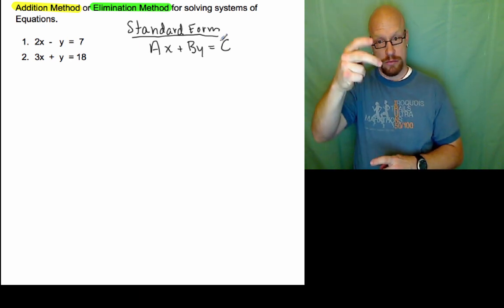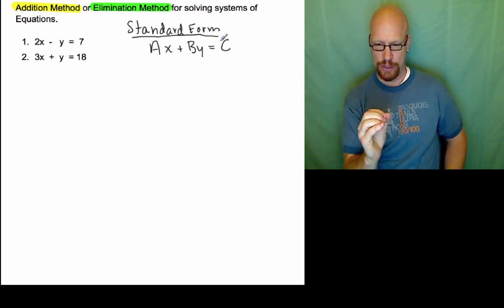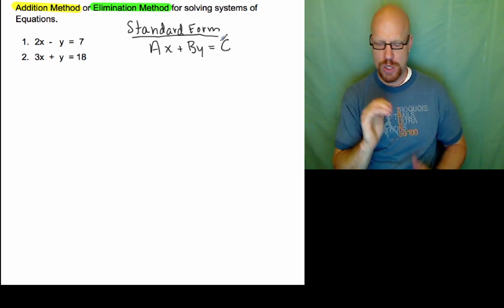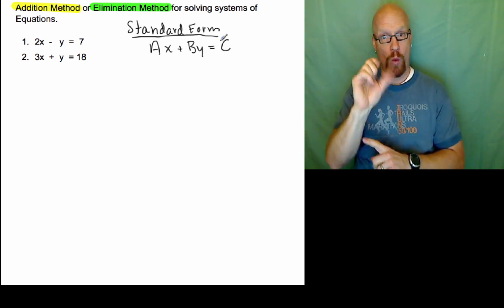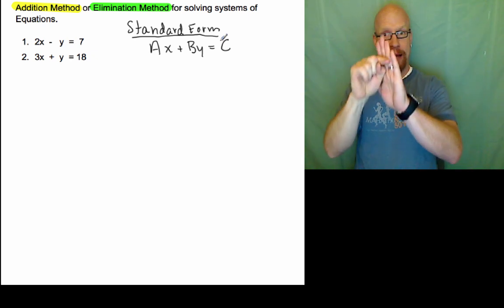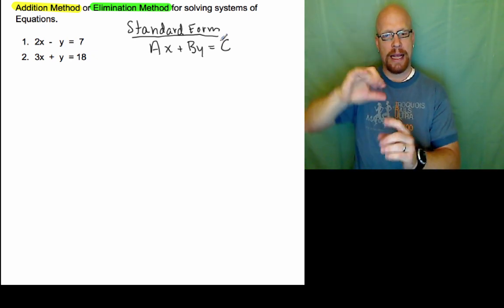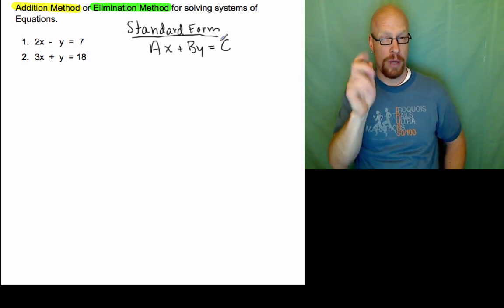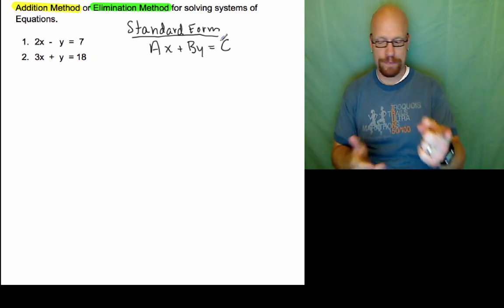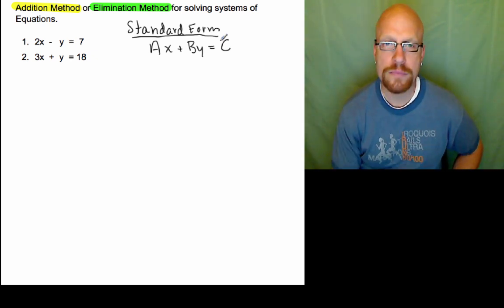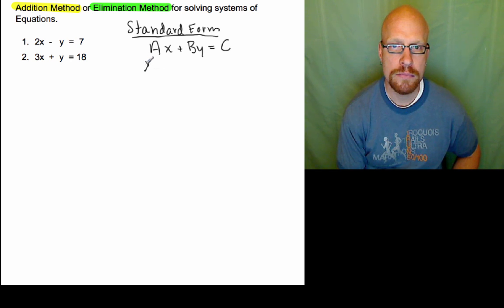As I'm looking at the x variable and the y variable in each equation, I need them to add to become 0x or 0y. That means we must have one of the coefficients, or two coefficients on the variable terms, either x or y's, be the same number but opposite signs. Watch as I show you right here.